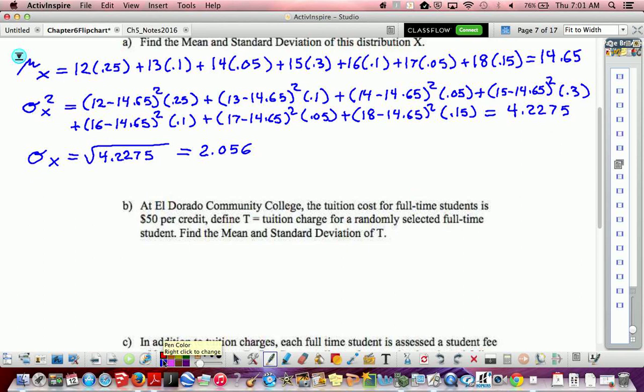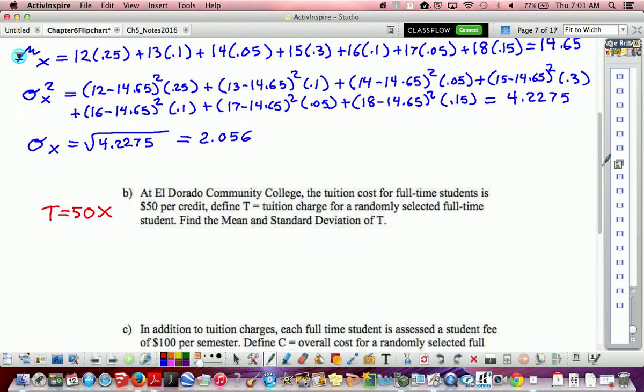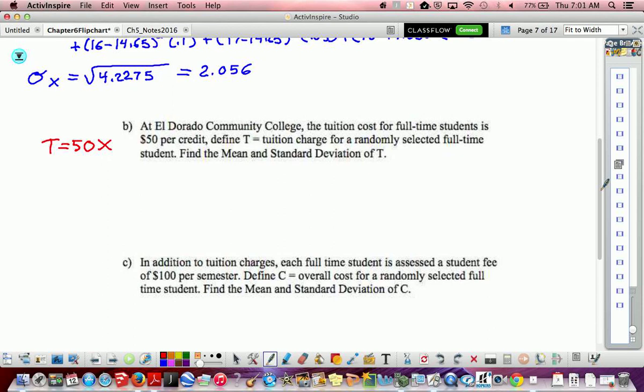So in part B, it says at El Dorado Community College, the tuition cost for full-time students is $50 per credit. Define T as tuition charge for a randomly selected full-time student. So basically what T is going to equal is $50 times the number of credits or the number of units. So now it says find the mean and standard deviation of T. Well, remember how our linear transformations work. So the mean of T in this case should equal A plus B times the mean of X.